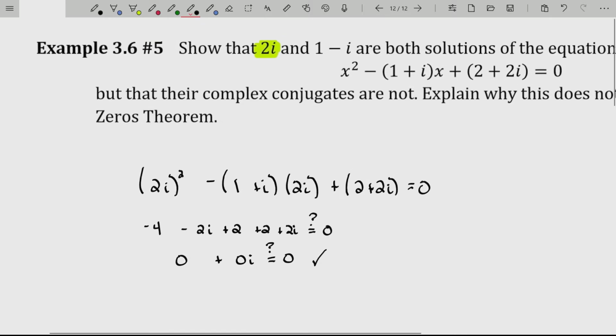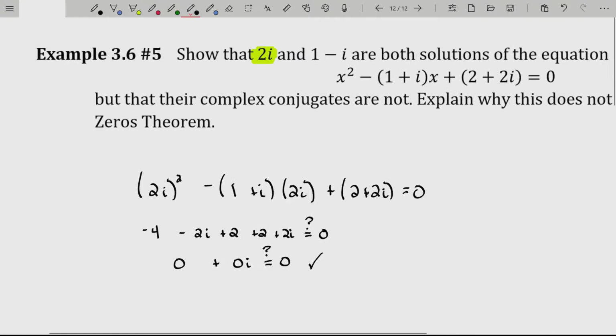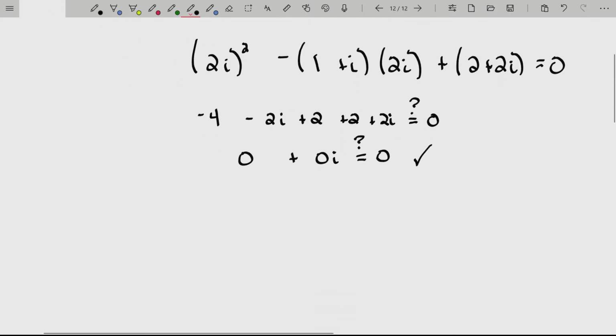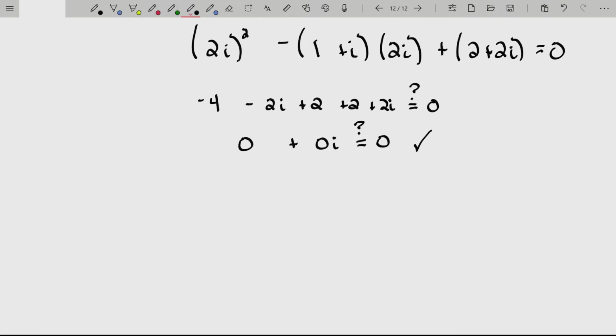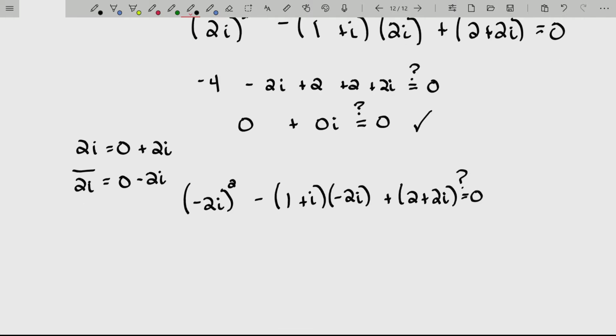Now let's look at the conjugate. They're saying 2i is a solution, and we've shown that. Show that the complex conjugate is not. Well, what is the conjugate of 2i? The conjugate of 2i is negative 2i, because 2i is 0 plus 2i, so its conjugate is 0 minus 2i, or a negative 2i. So let's take a negative 2i, plug it in, and finish this out here. I put a question mark. Is that equal to 0, actually?